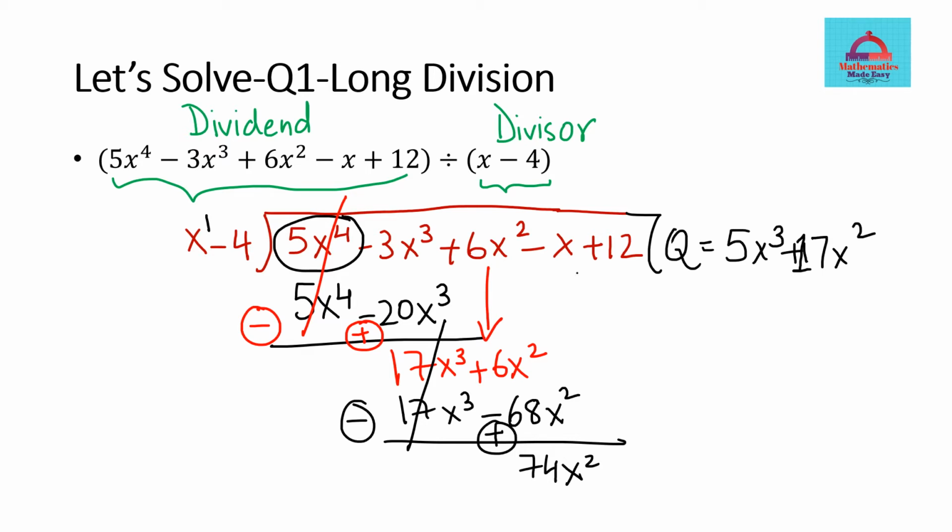74x squared. Next term is negative x. So definitely this is pretty easy. You will have plus 74. So when you do that, 74x squared, and then you have 74 multiplied with 4. So that is 296 with a negative sign. So negative 296. Okay, again you do the same process.